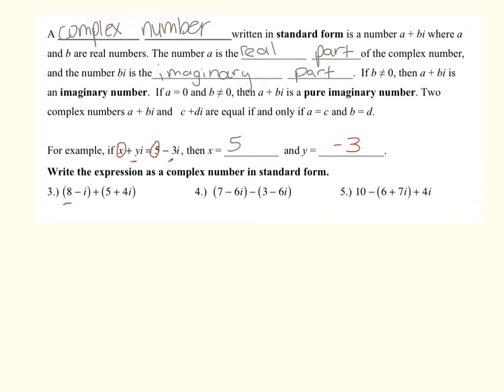So in example 3, we're going to combine the real numbers and combine the imaginary numbers. So 8 plus 5 gives us 13. Negative i plus 4i gives us 3i. So we have 13 plus 3i.